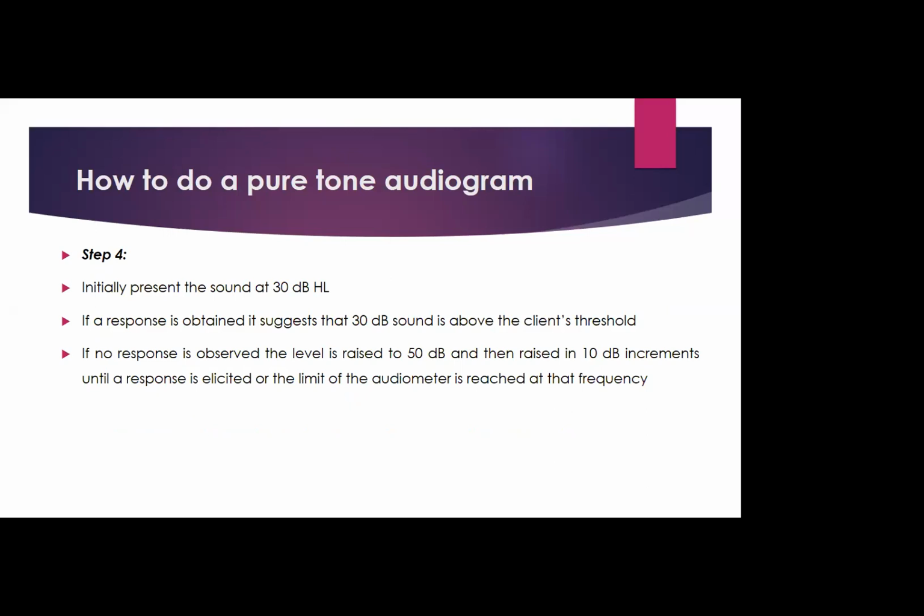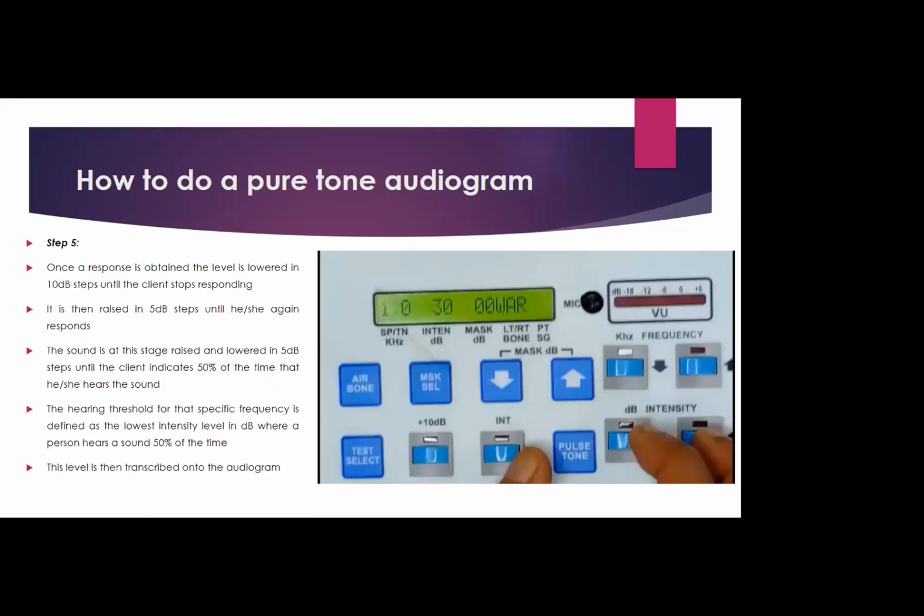The initial intensity of presentation is around 30 decibels. If the response is there, then it is reduced. If it is not there, then it is increased. Once the response is observed, the intensity is lowered in 10 dB steps, and if it is not observed, then it is increased in 5 dB steps. The level at which at least 50% of the times of presentations the response is there is marked as the threshold.